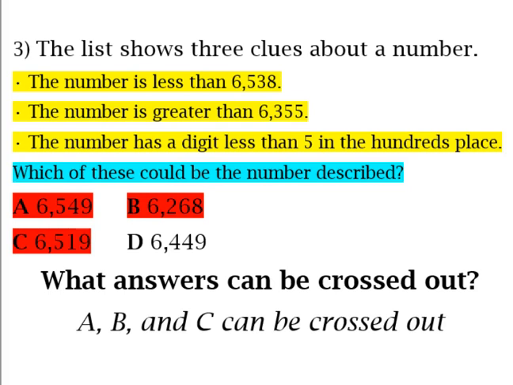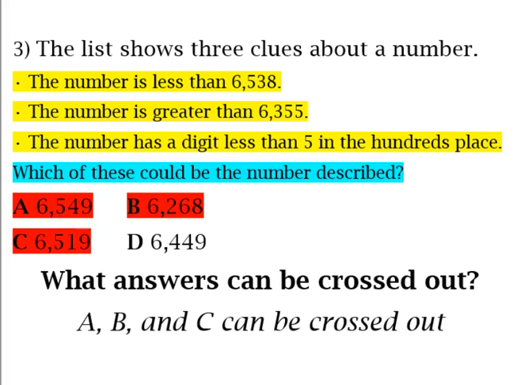Second clue, the number is greater than 6,355. So in looking at our answer choices, are there any answers that are lower than 6,355? Yes, B is. So now, with those 2 clues, we were able to cross out A because it's actually greater than 6,538, and also B because it's lower than, or less than, 6,355. Let's look at our third clue.